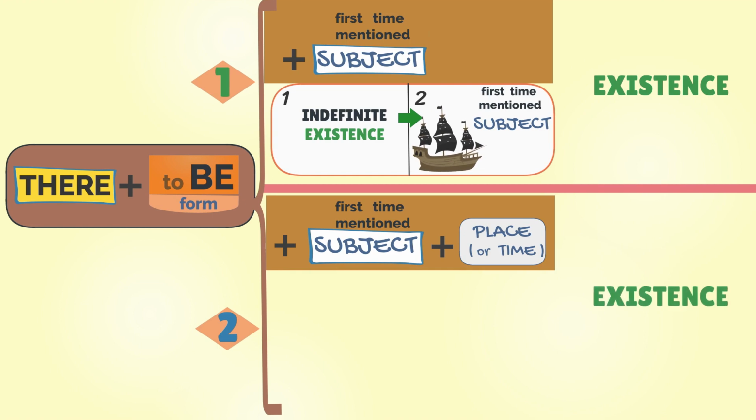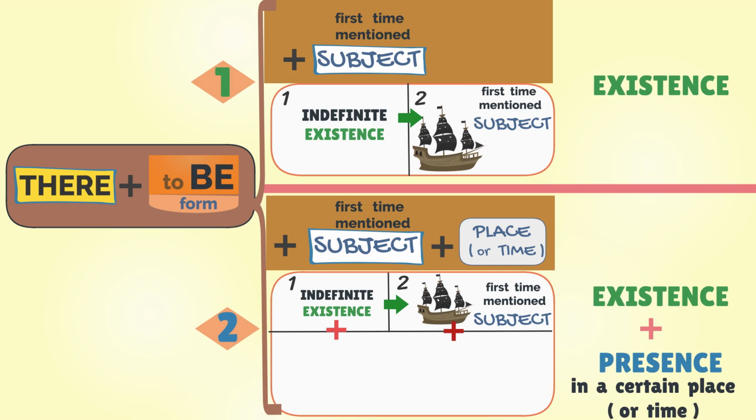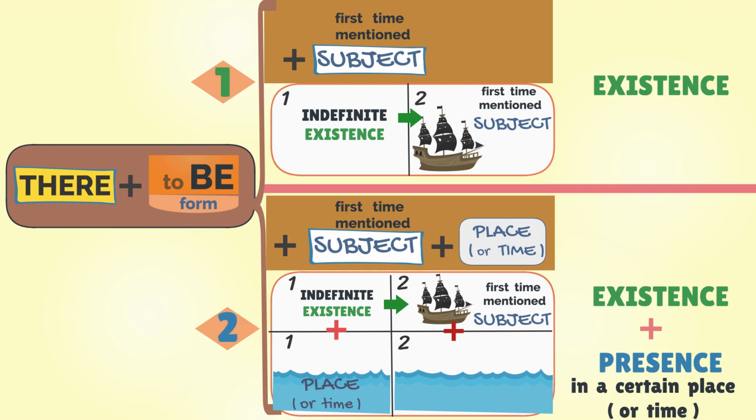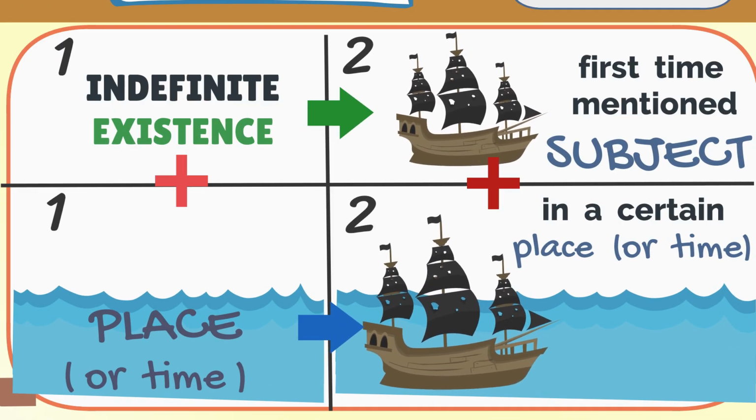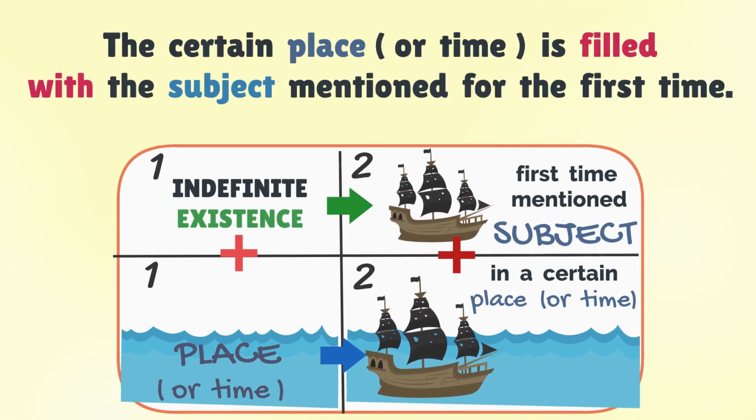The second way includes information about the existence of something, and, at the same time, information about its presence in a certain place or time. In this case, the certain place or time is filled with the subject mentioned for the first time.